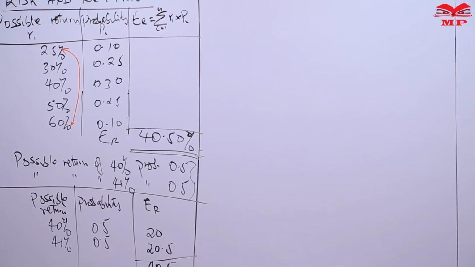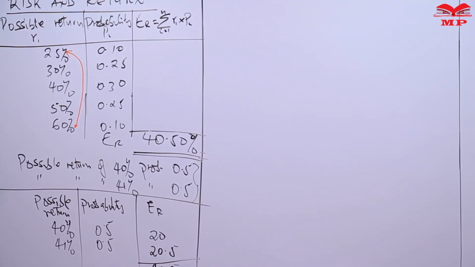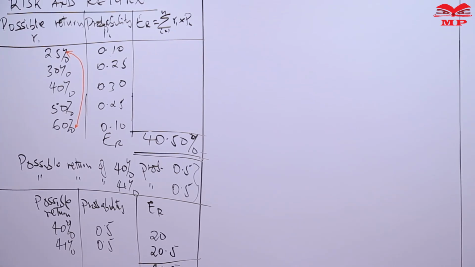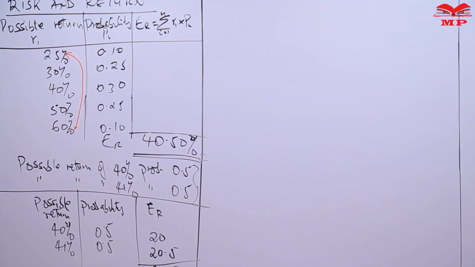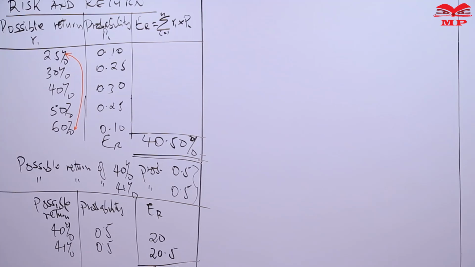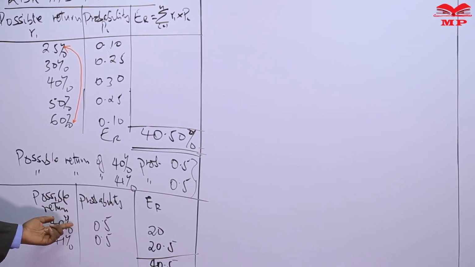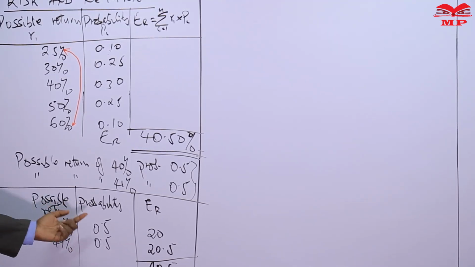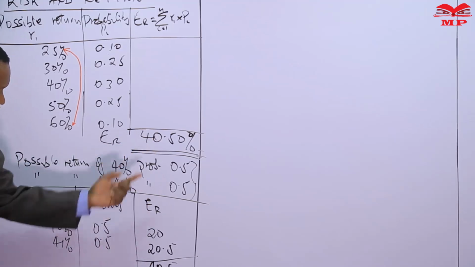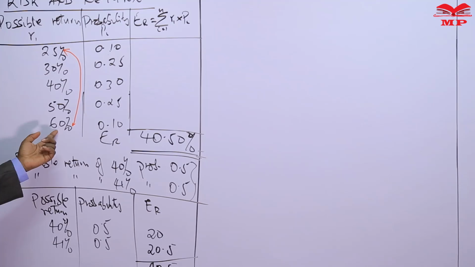The expected return of 40.5% can be reached for different patterns of variations, and the second security shows lesser variations in the possible returns. You have two variations. Though we are arriving at the same expected return, here the variations are fewer compared to the first scenario.